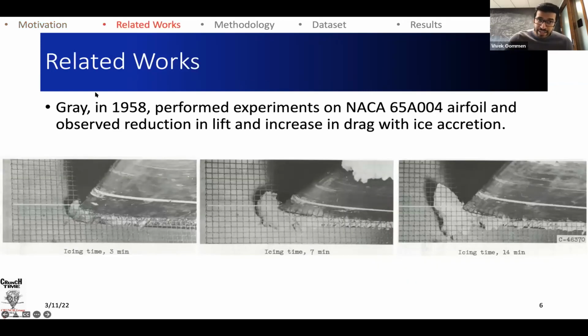Related works. In 1958, Dr. Gray performed experiments on the NACA 65A004 airfoil, and these are a few images I took from his paper. They saw that there is a reduction in lift and an increase in drag due to ice accretion, as expected.